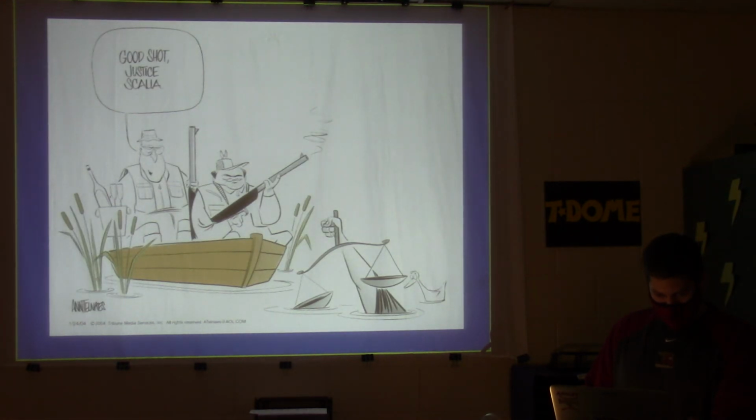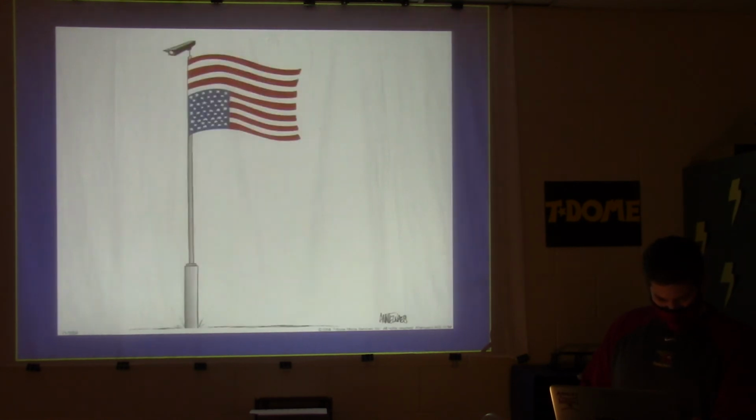And then good shot, Justice Scalia. Yeah, basically saying that the judicial branch can swing the scales of justice. And then, ooh, that's a good one. It's like the Patriot Act, right? Upside down flag. Yeah, pretty much saying that your freedoms aren't really free. They can look at anything that you do if they want. All right, and then we're done with that.